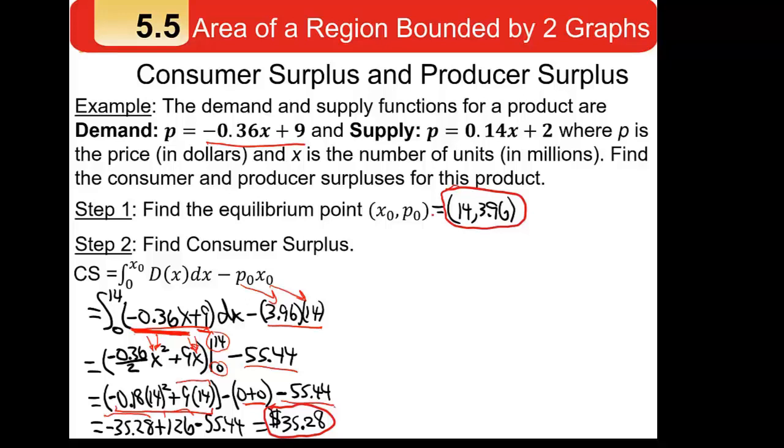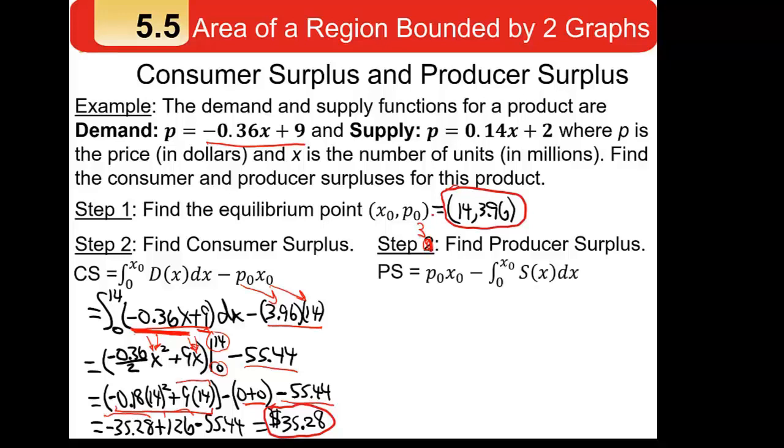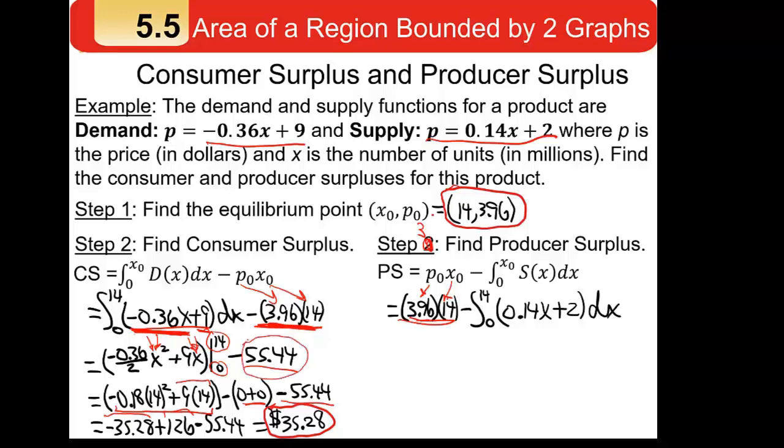And of course, now we're going to find the producer surplus. That's actually step 3. How do you do it? The formula for producer surplus is the equilibrium price times the equilibrium quantity minus the integral of the supply function from 0 to the x coordinate of the equilibrium point. Well, we know what the supply function is, so we plug that in, and we plug 3.96 in for the equilibrium price and 14 in for the equilibrium quantity, and we already know that 3.96 times 14 is going to be 55.44, so that part we don't have to do the arithmetic again.